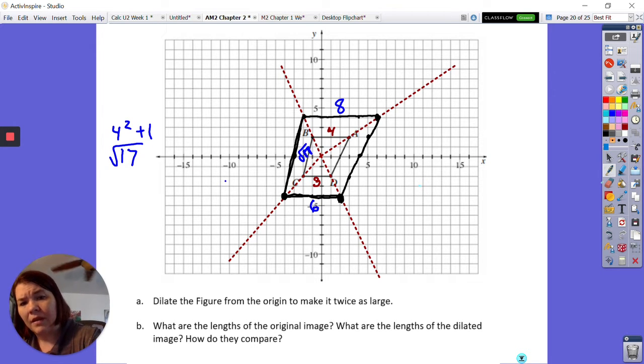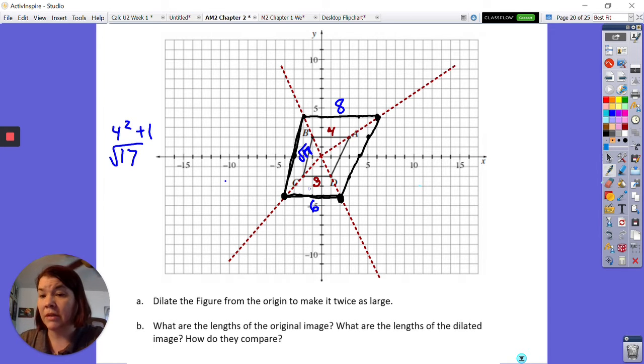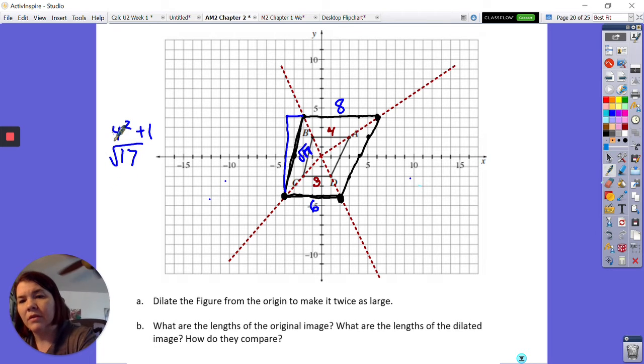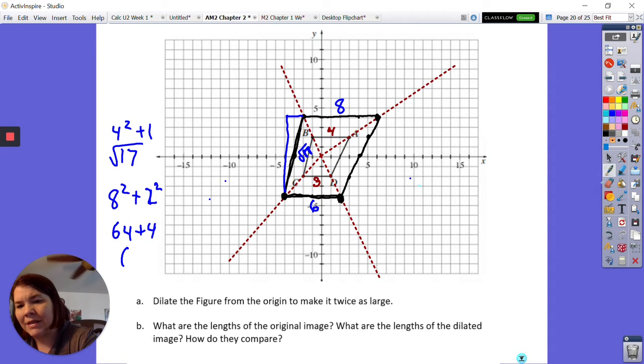Now I mentioned in class to somebody recently about different ways to deal with radicals without using a calculator. And it is difficult, but one of them would be really helpful here. So now instead of 4, I have 8, and so these are both going to be times by 2. But when I square them, that's not going to be the same. I'm going to have 64 plus 4, which is 68. Well, it turns out that 68 is equal to 17 times 4.